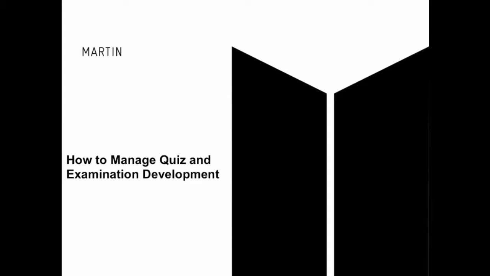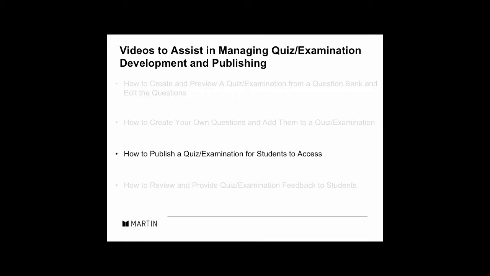This is a video tutorial on how to manage and develop quizzes and examinations on StudySmart. This video looks at how to set access to a quiz, and that's how to set the parameters for students undertaking the quiz on a specific date or across a series of specific dates, as well as setting the closing date for the quiz, and some of the parameters around student feedback and the display of the quiz or examination online.